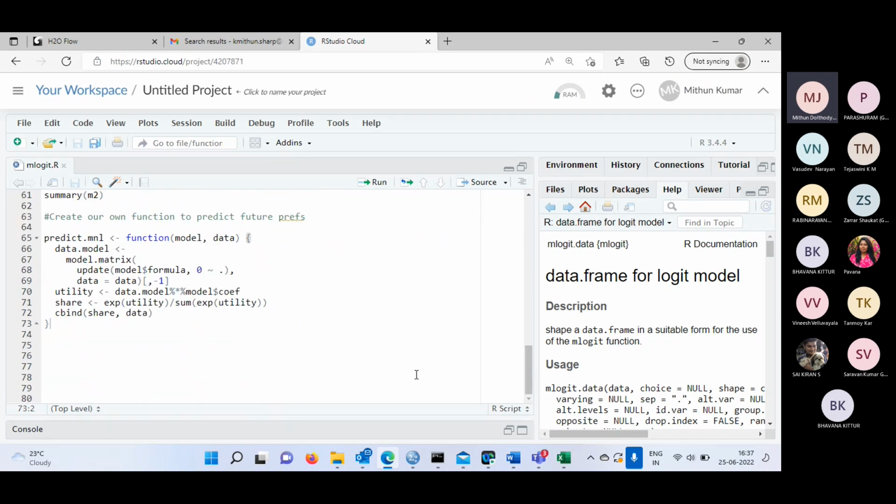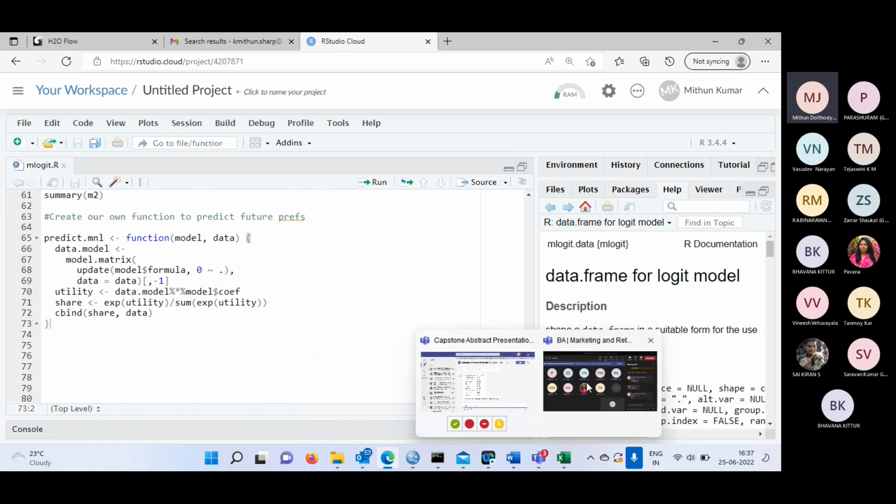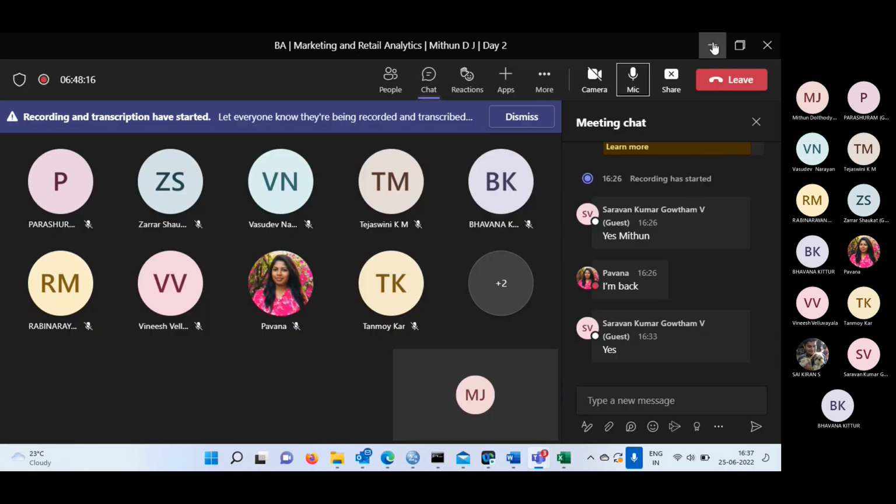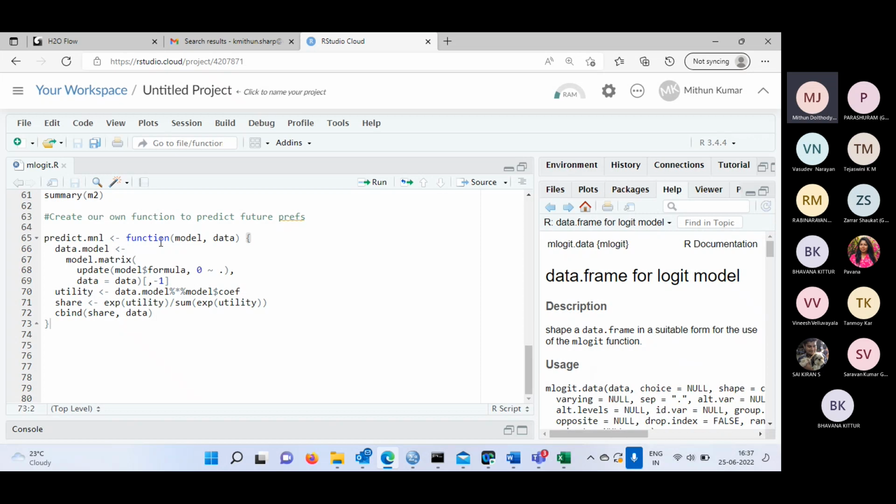So this predict.mnl, let me see if the audio is on. Okay. So this function, predict.mnl, takes the model, which could be your M3 or M1 or M2, whichever you consider as the champion model. Let's go with M3. That is the model, and the fresh data for which you have to estimate the market share and such things. So this takes two inputs: the model M1, M2 or M3, and the new data.